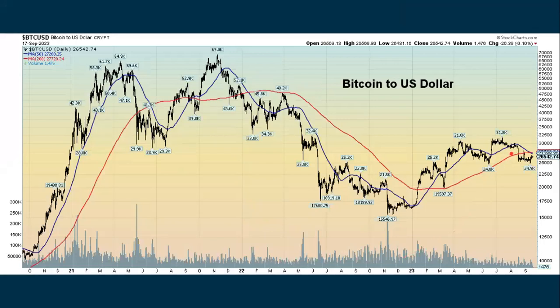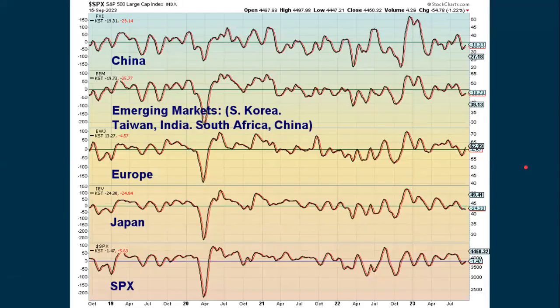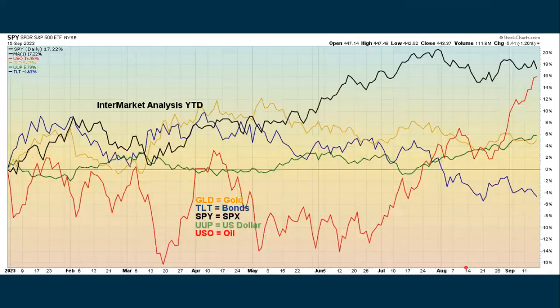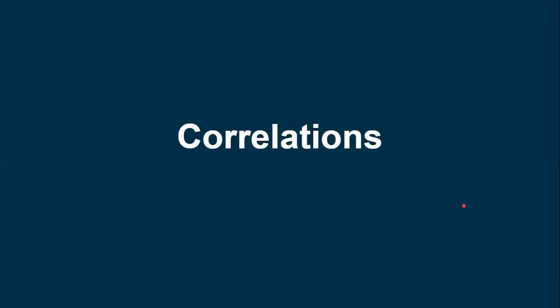Bitcoin is starting to see a death cross here. It had been positive, but now it's starting to roll over and go negative. Looking internationally, we're trying to turn back up with China, emerging markets, Europe, and Japan's pretty much flat. We're trying to turn up here with the S&P, but starting to roll back over. And then looking at InterMarket Analysis, going back to the beginning of 2023, stocks are in first place, followed by oil. Then we have the dollar and gold, and bonds went negative in the early part of August.